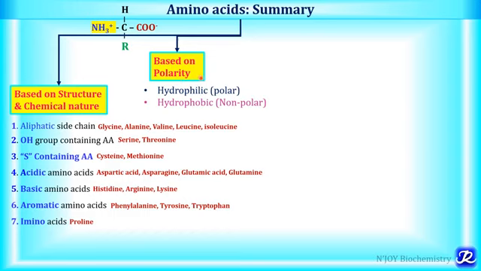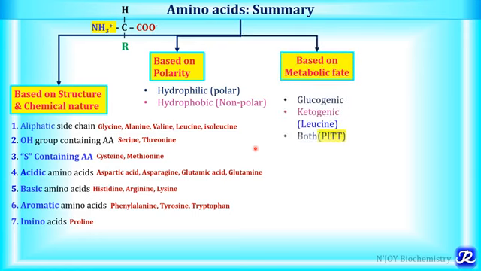Based on polarity, that is solubility in water, they are polar and non-polar. Mostly acidic and basic amino acids are polar in nature. Aliphatic and aromatic amino acids are non-polar in nature. Based on the metabolic fate, where the carbon skeleton of the amino acid is involved in the synthesis of glucose or lipid, they are again classified as glucogenic, ketogenic if they are involved in the synthesis of only lipids, and both means they are involved in the synthesis of both glucose as well as lipid.